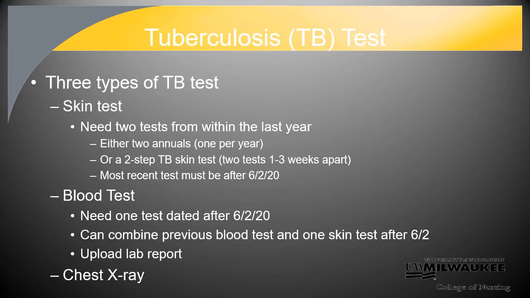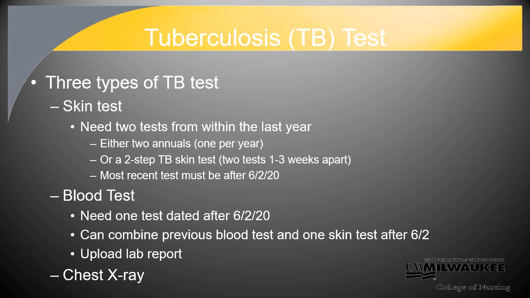They can either be 2 annuals, one you received previously for a job, volunteer work, or something else, and then you must get another test dated after June 2nd. If you have not had a previous TB test or it has been more than a year, you will need to get a 2-step TB skin test, which is 2 tests 1 to 3 weeks apart.